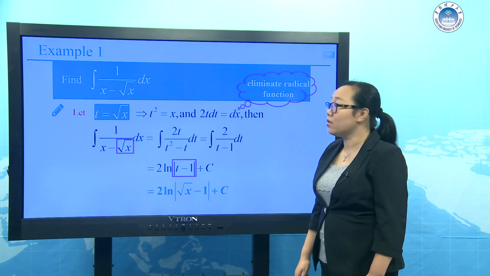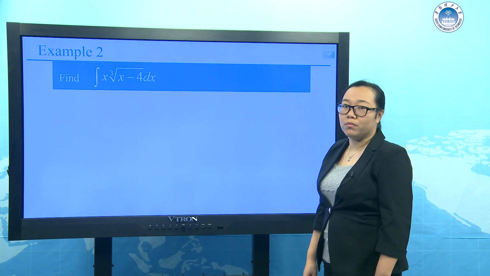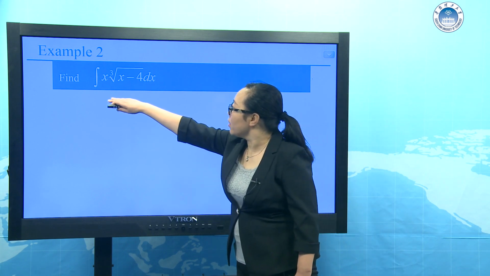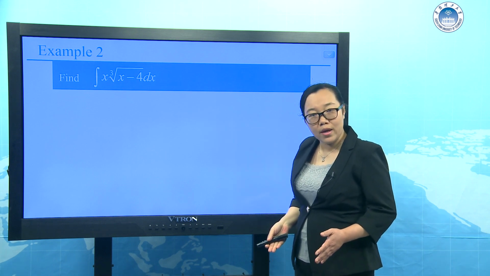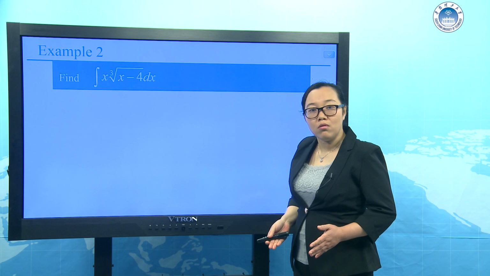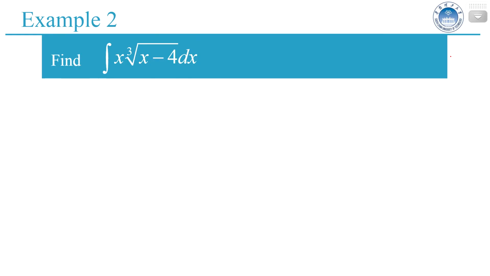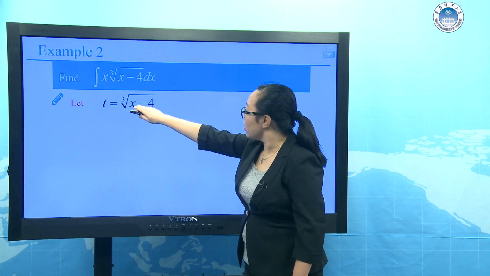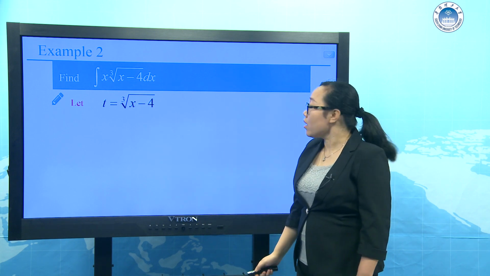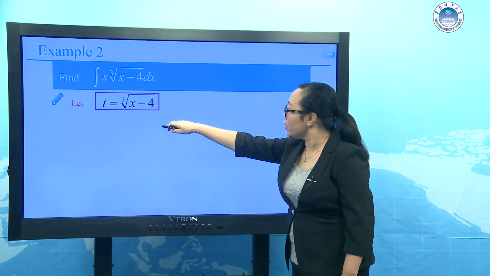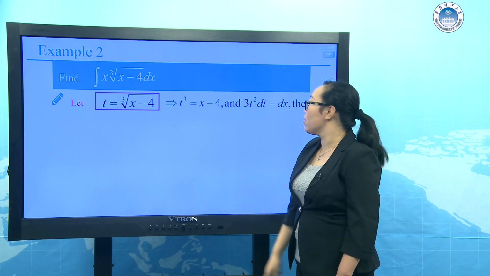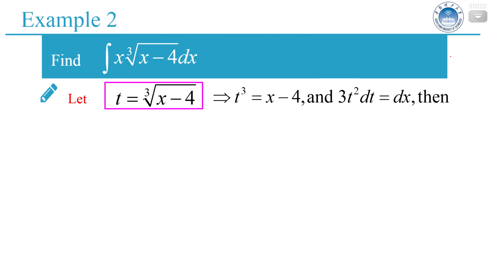If we understand the question, we will go on to example 2. Try to compute the indefinite integral. Using the idea, what idea? Substitution. In order to delete the cube root, write t equals the cube root of x minus 4, and then we can get x minus 4 equals t cubed. So t cubed equals x minus 4.